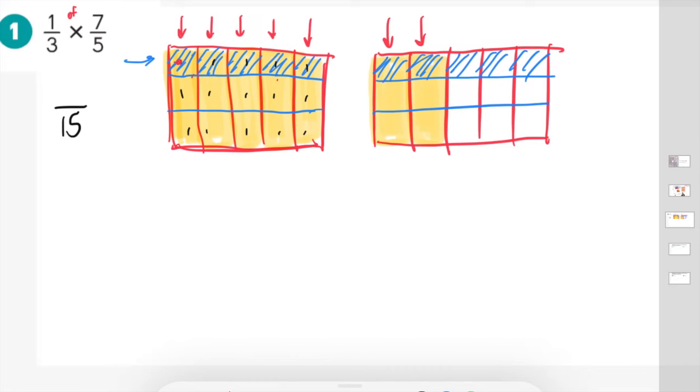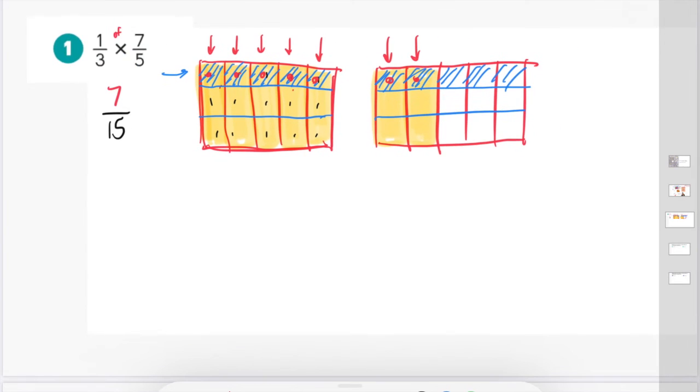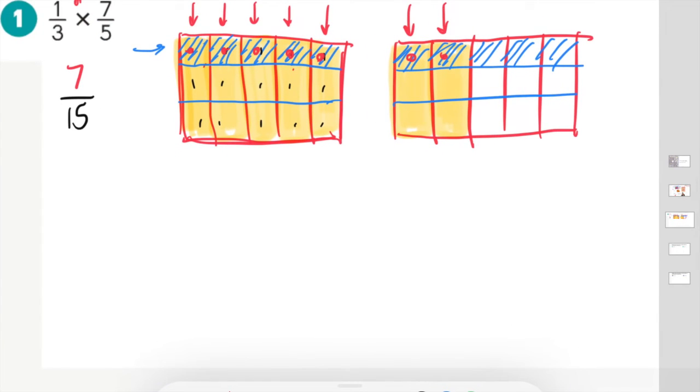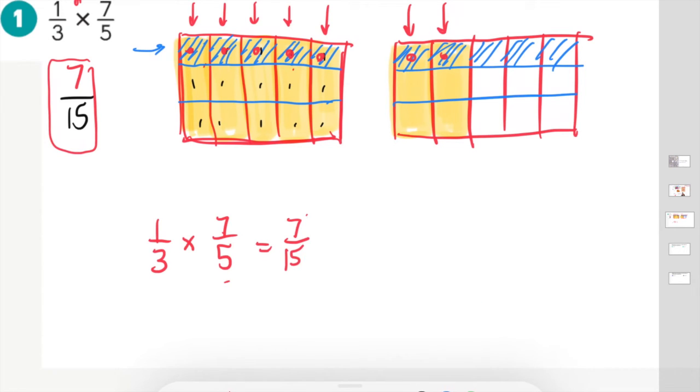Well, here's 1, 2, 3, 4, 5, 6, 7. We would have 7/15ths when we multiply 1/3 times 7/5. Okay, so there's the model that shows you that. Now you can just multiply using the standard algorithm of multiplying fractions, and multiply numerator times numerator, which is 7, and denominator times denominator, which is 15, and we get 7/15ths.